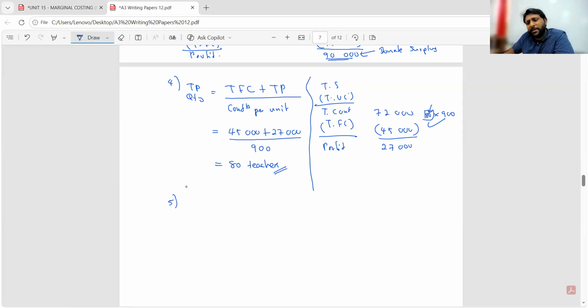That's what I told. Using marginal cost in the income statement, there is a lot of work that can be done. Not required, remember a lot of things. Fifth.